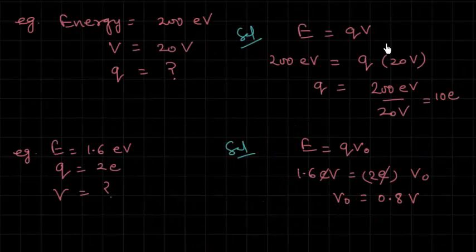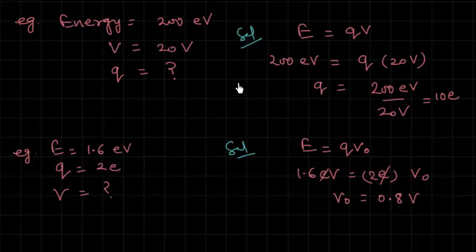Let's do a few more questions where you won't be asked to find E but some other quantity like Q and V instead of the E. So if E is given and Q is not given, you can find V, or if E is given and V is given, then you can find Q. So in the first question you are given the energy in eV, you are given V, and you are supposed to find Q.